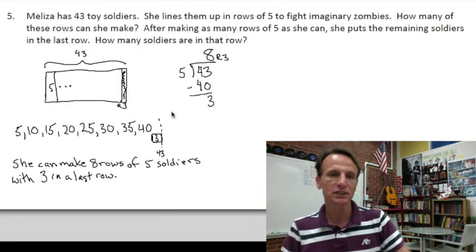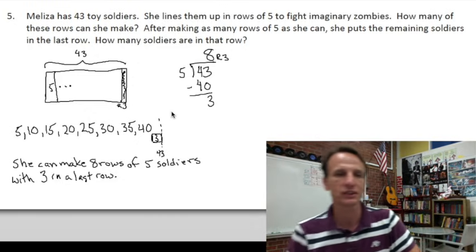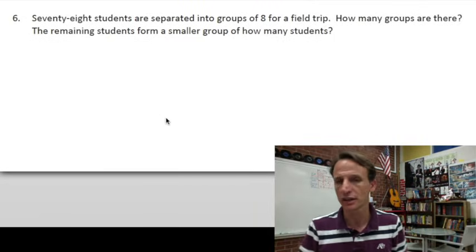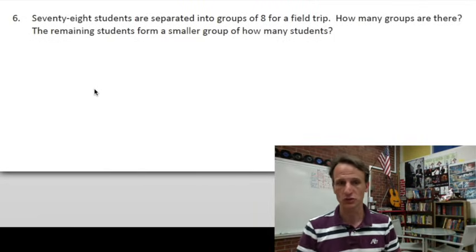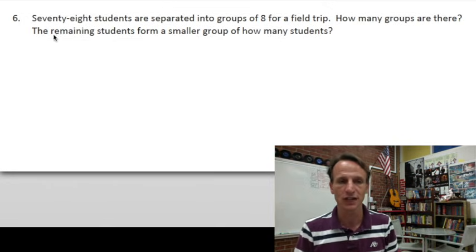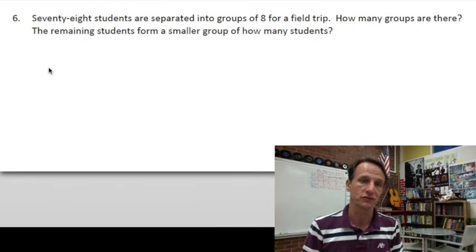Excellent. Nice job, Melissa, with your toy soldiers and imaginary zombies. Let's go on to number 6. And in number 6, they're a little unimaginative. We're back to dividing up students into groups. But now we have like a whole grade level or something, or at least a few classes. 78 students are separated into groups of 8 for a field trip.